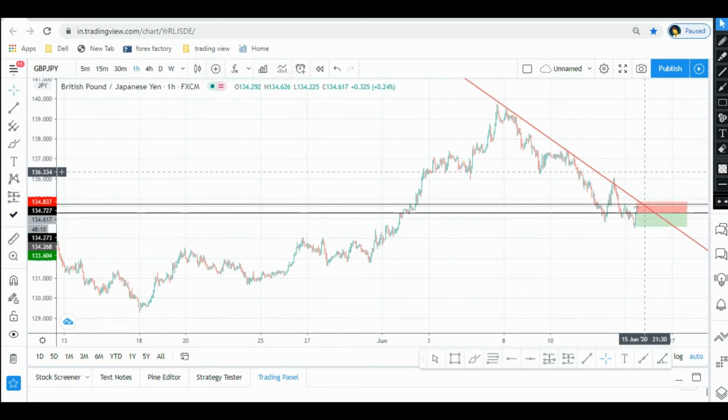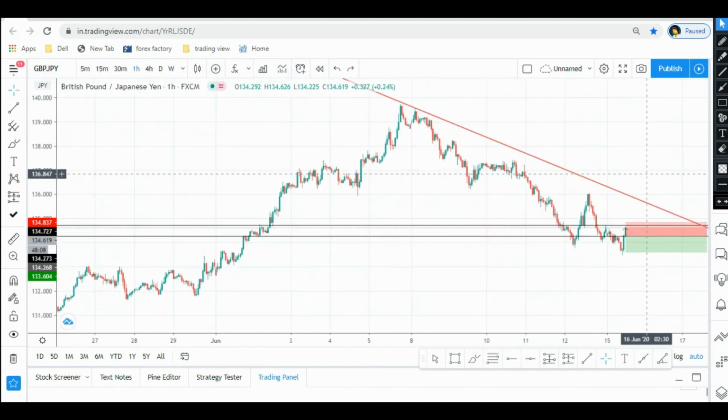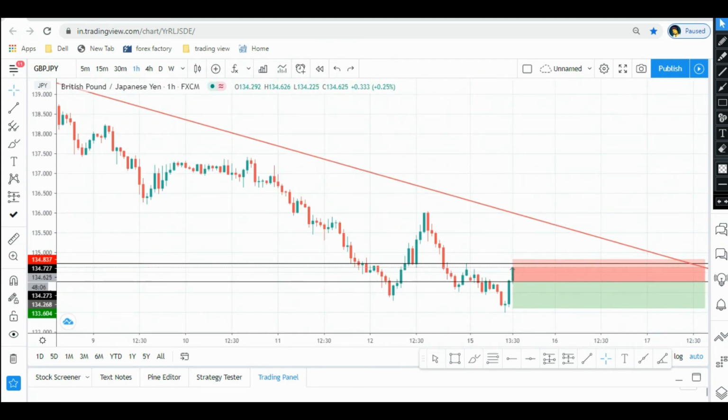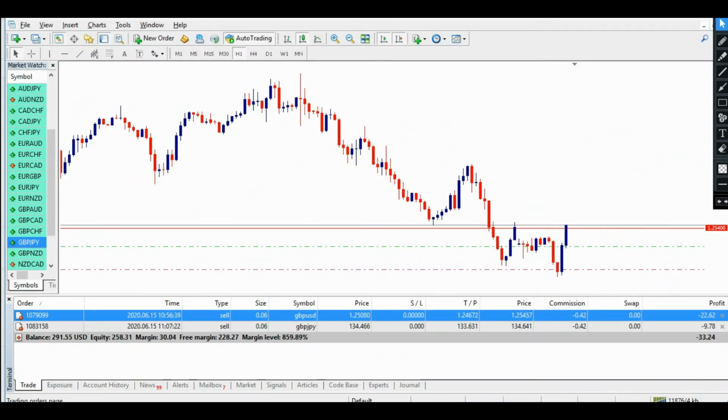I hope you understand. So right now price is going in a downtrend, so I have to place a sell order. So I think both, oh my god, both of the trades are going against me, and GBP USD has now reached my stop loss zone.